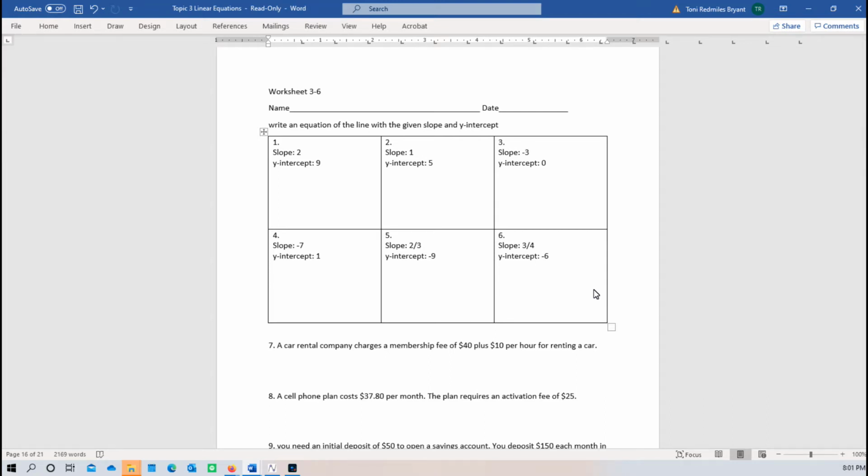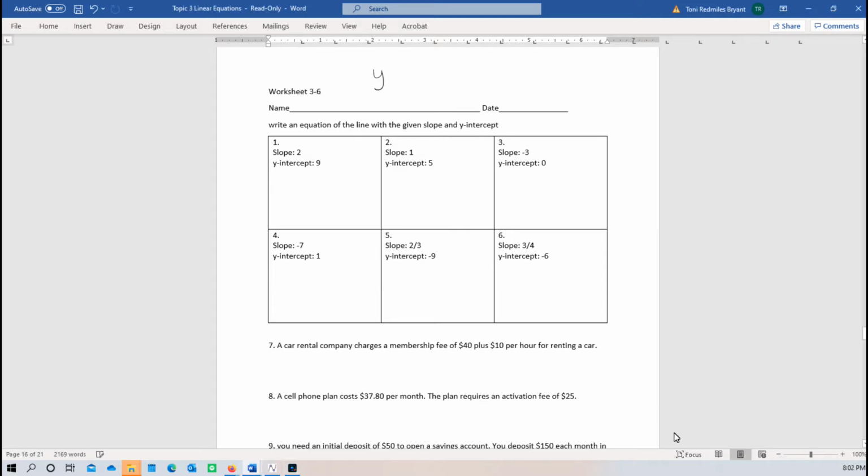In this worksheet, we're going to look at what makes an equation of a line, okay? So we're going to be writing linear equations in this one. This is worksheet 3-6 for the class Discovering Algebra 1, Part 1. All right, so in this video, we're writing our equation.